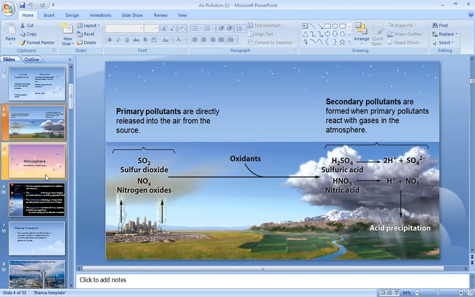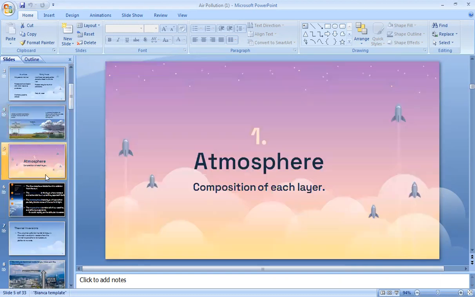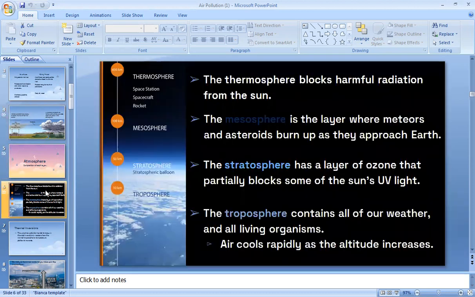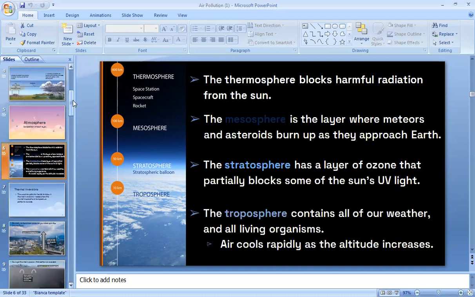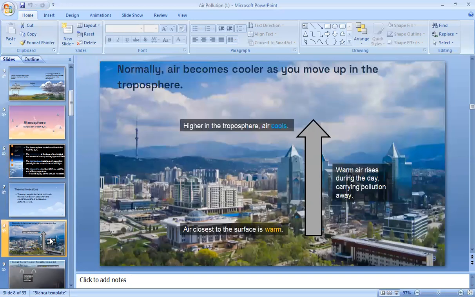And what is the atmosphere? It has layers. The thermosphere blocks harmful radiation from the sun. The mesosphere is the level where meteors and asteroids burn up as they approach Earth. The stratosphere has a layer of ozone that blocks some of the UV sunlight, and the troposphere contains the weather and living organisms. It excludes the air and altitude and increases altitude.